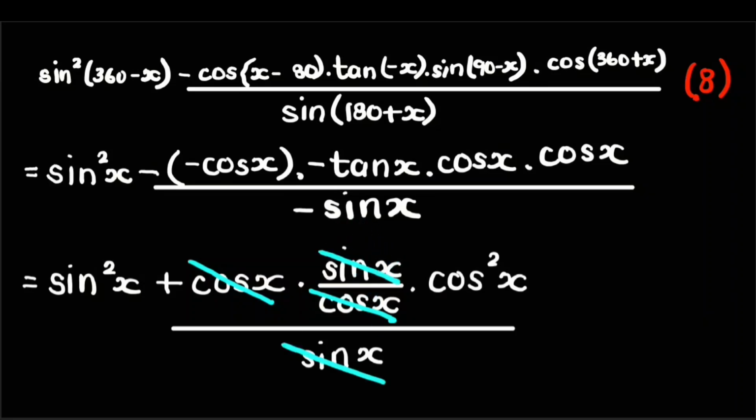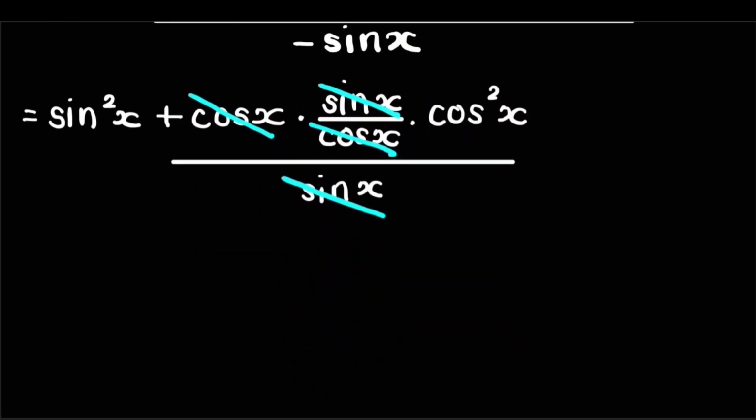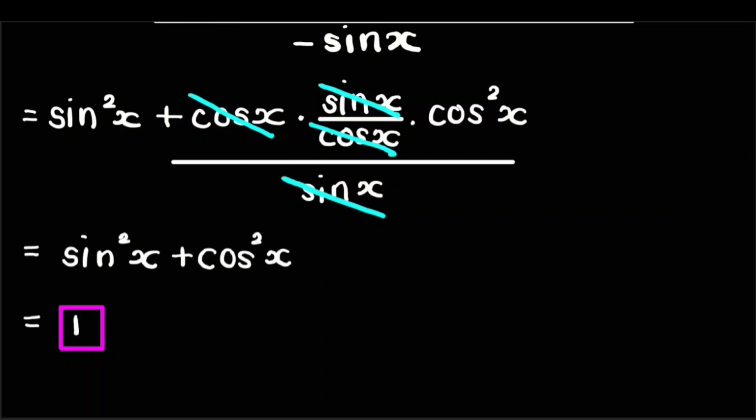So these cancel out. And what we're now left with is sine squared x plus cos squared x. And this is our identity, right? So that's equal to 1. So here we have 1 as our final answer.